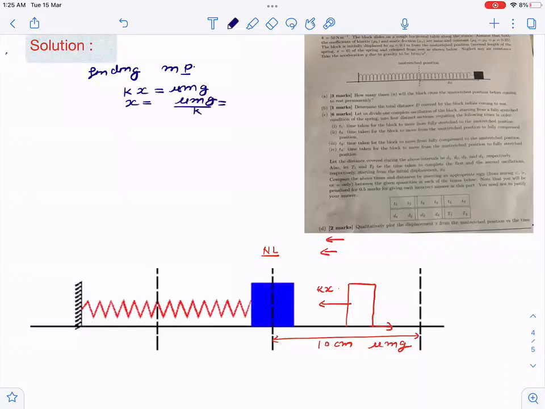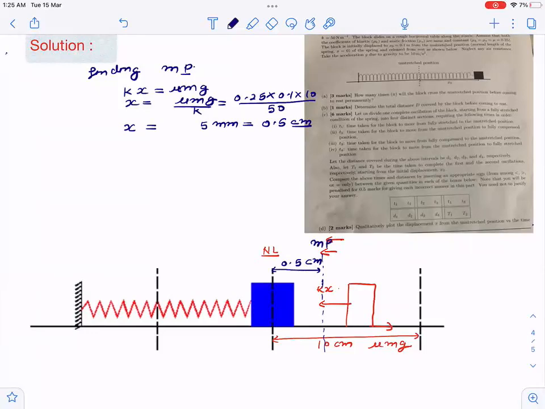Here mu is 0.25, m is 0.1, g is 10, divided by k, which is 50. So I'm going to get x as 5 millimeter, and this is 0.5 centimeter. From here, I'm going to mark this in the diagram. Around this distance, this is 0.5 centimeter. This is the mean position.